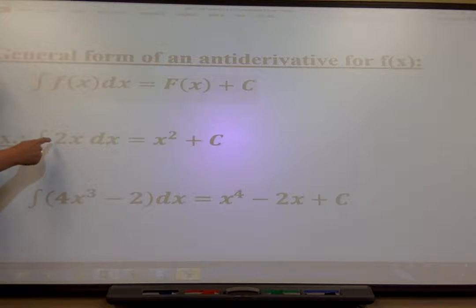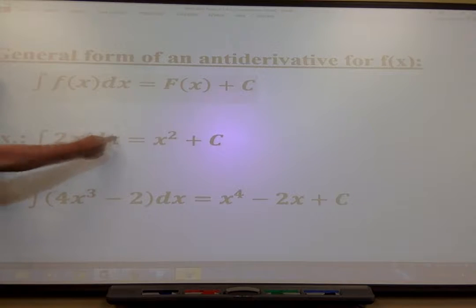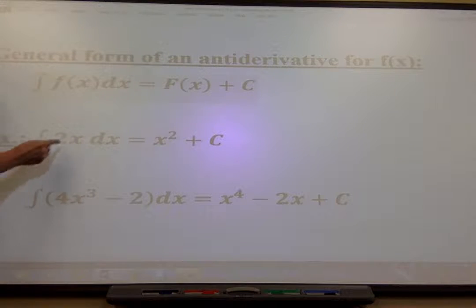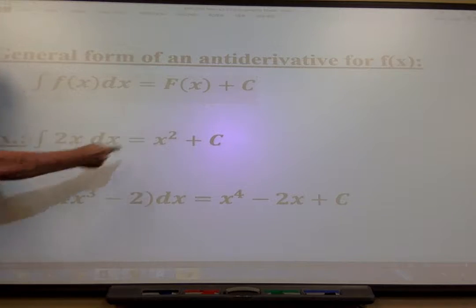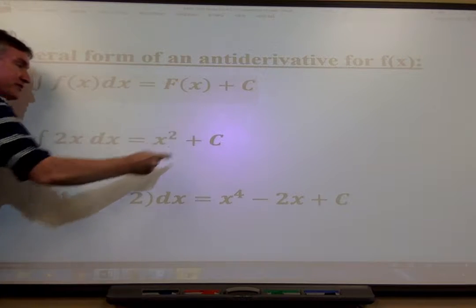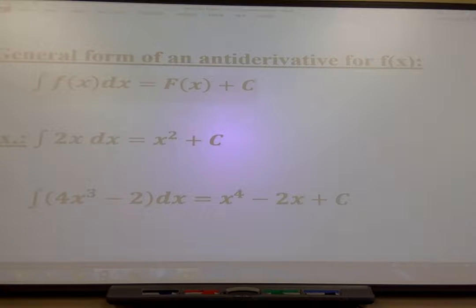Okay? For instance, would you agree with this? If I want to find the antiderivative of 2x, when it says dx, right now let's think of that as this differential dx, think of that as with respect to x. Find the antiderivative with respect to x. The antiderivative of 2x is x squared. Couldn't it be x squared plus 5, x squared plus 9, x squared minus 15? If I took the derivative, I get 2x, don't I? That's it. Okay? How about this one?